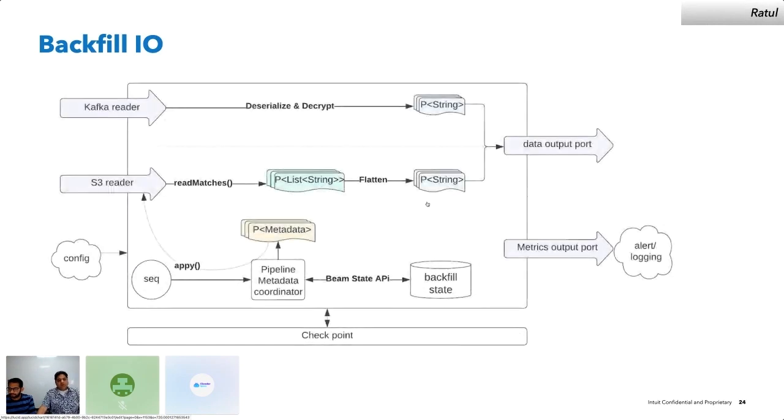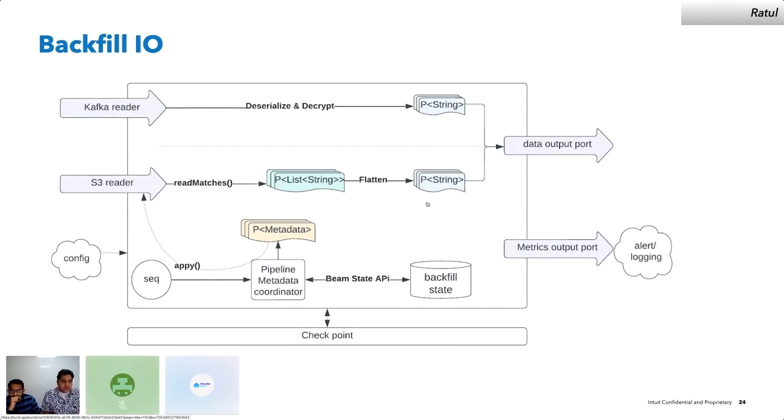Here is a simple version of the backfill IO, which has two input ports, Kafka reader and S3 reader, as it needs to read from Kafka and S3. And there is a data output port, which is a unified data output port. It has two more ports: one port is to read the config and one port is to emit the metrics.